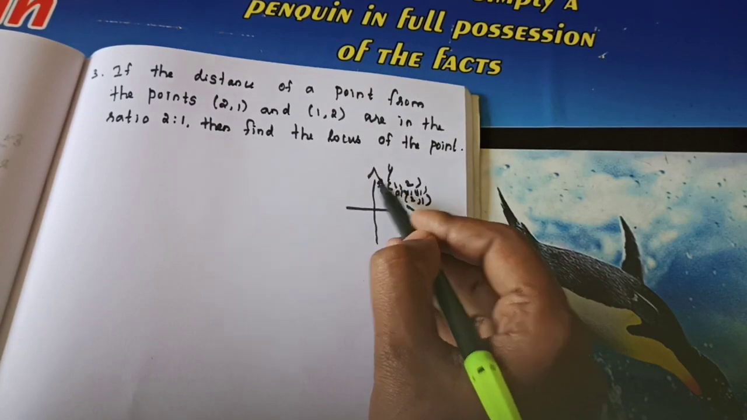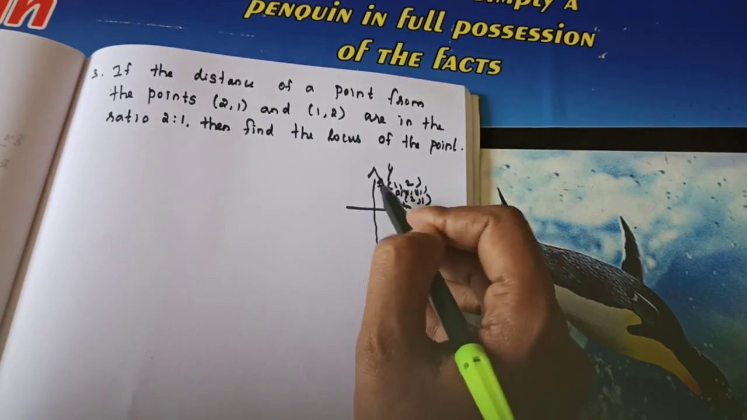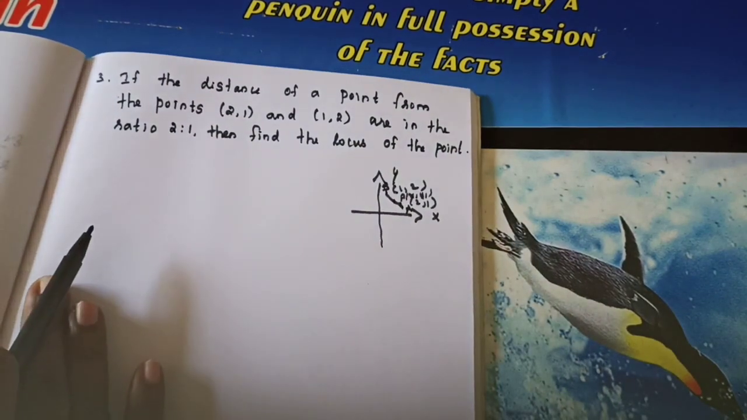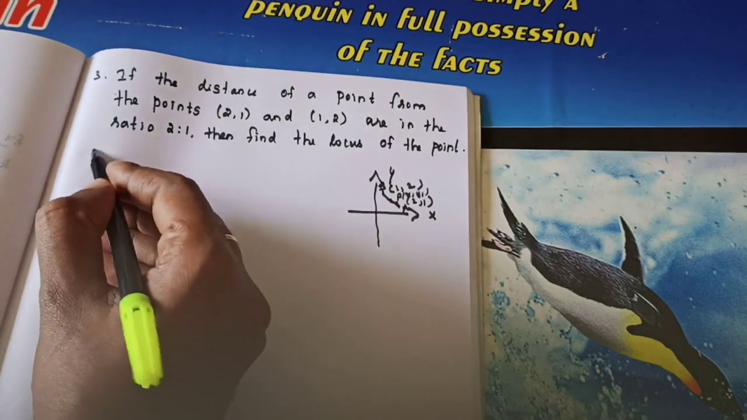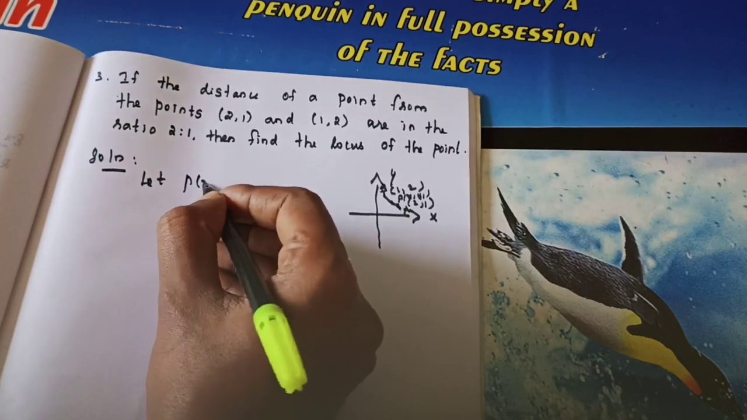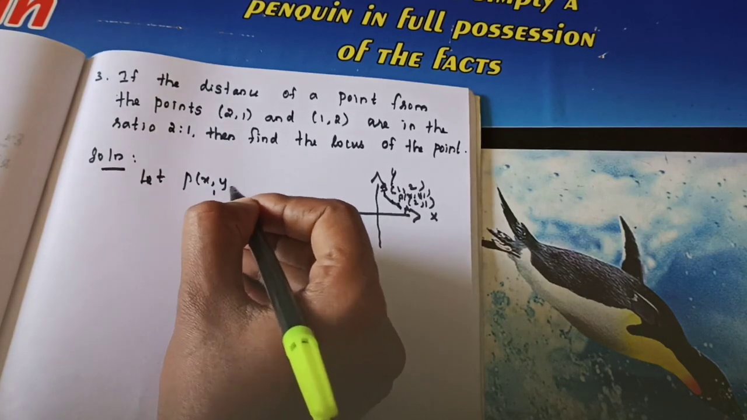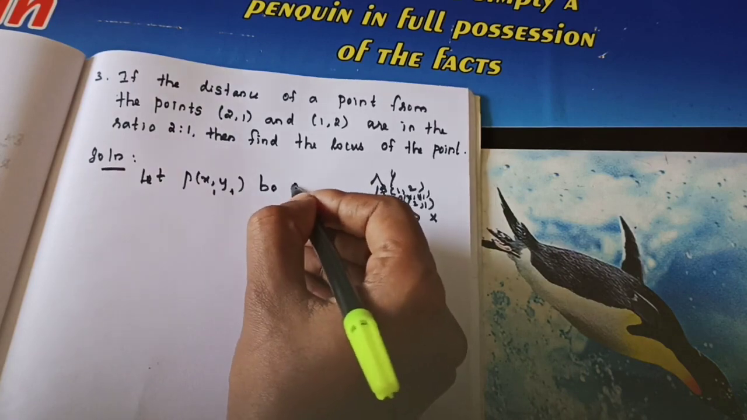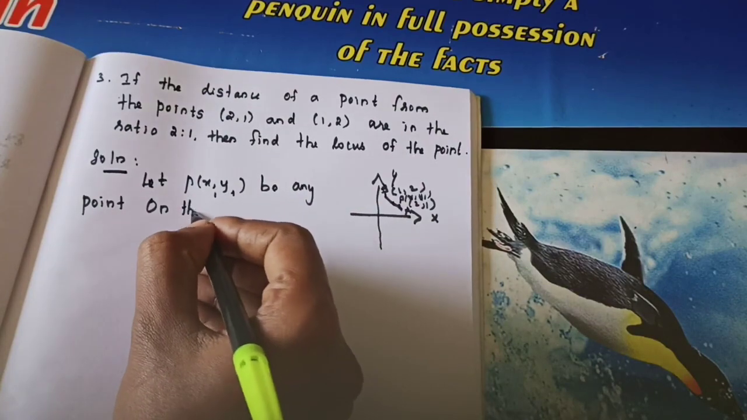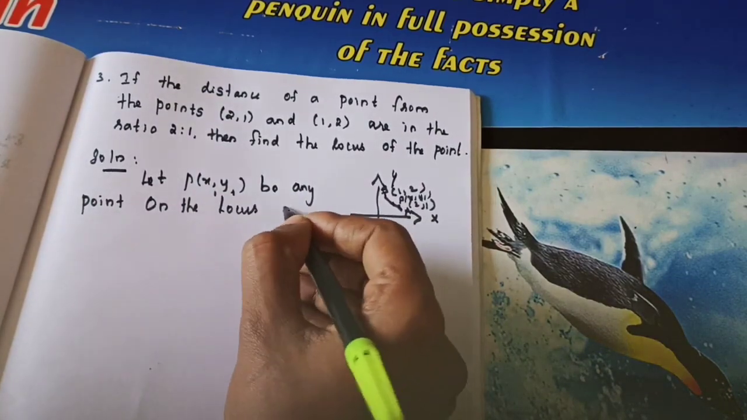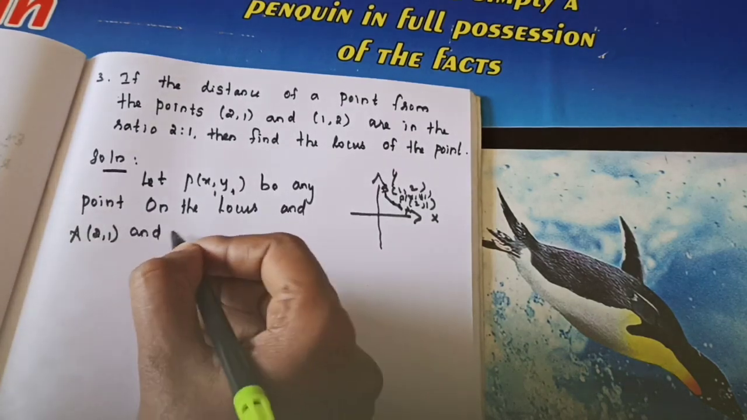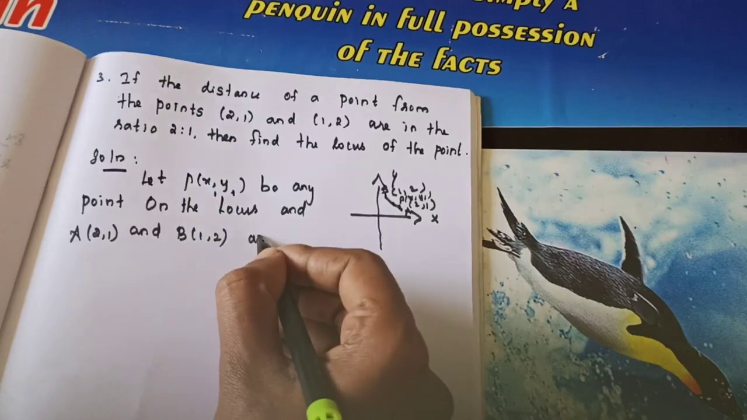BP. So it is B, it is A, so 2:1. If you join these two, the line will be cut in the ratio 2:1. That's all. You need to find the locus of a point. Okay, so solution. Write down the given first. Let P of x1, y1 be any point on the locus, and A 2, 1 and B 1, 2 are the fixed points.